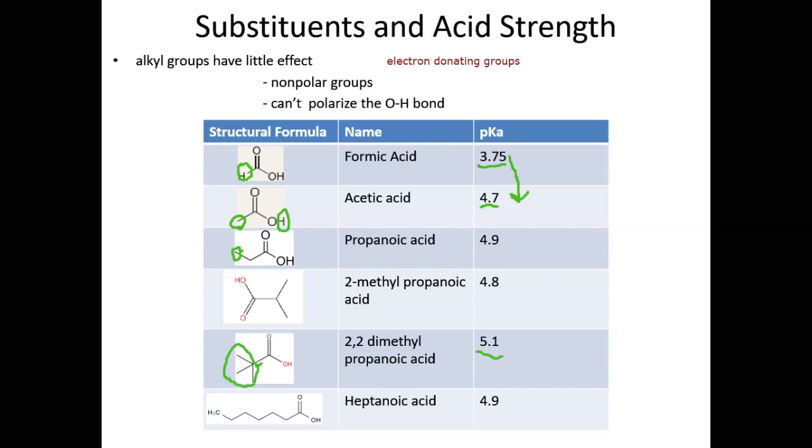But the main difference is when we go from formic acid to acetic acid, we see a big difference in the pKa. So again, alkyl groups are called electron donating groups. They push electron density into the reaction center, causing that oxygen to be more negative, holding on to that hydrogen a little bit tighter, so it's harder for it to dissociate or ionize. If it's harder to ionize, it's not a strong acid.